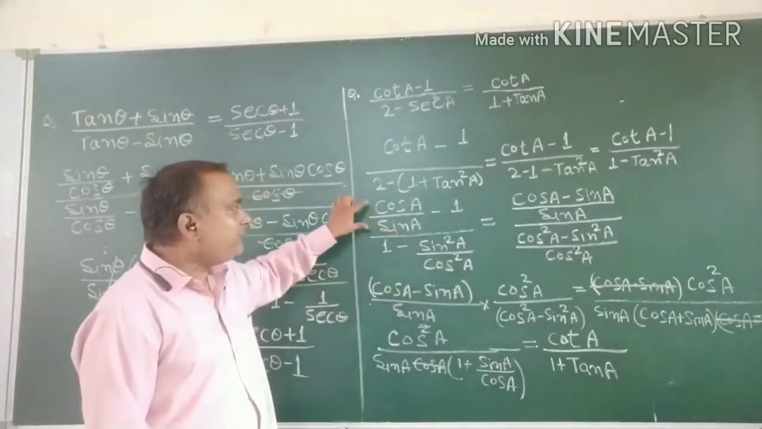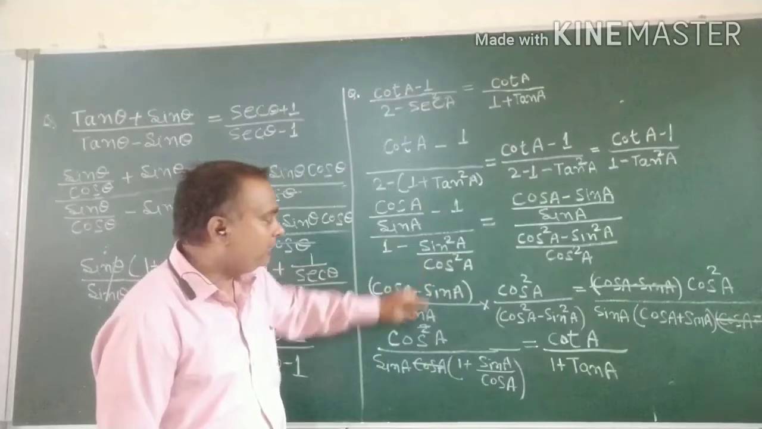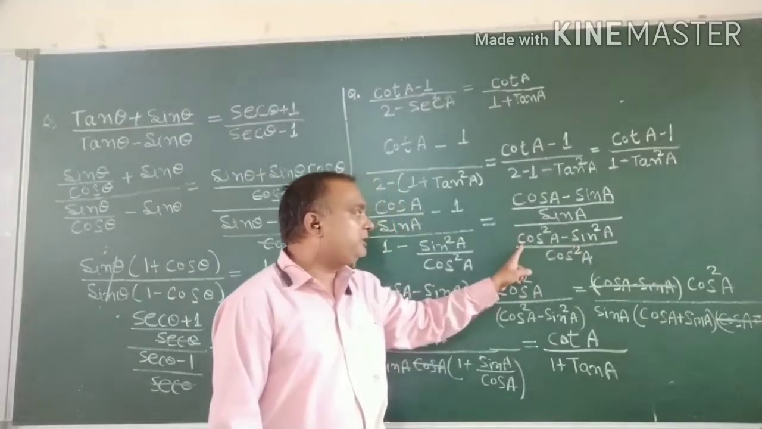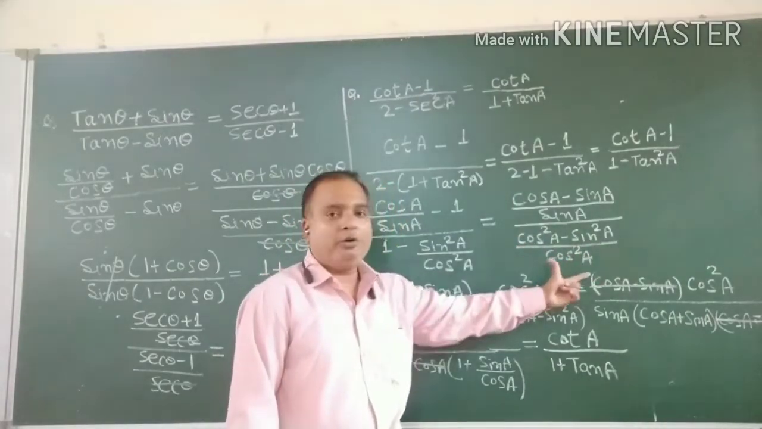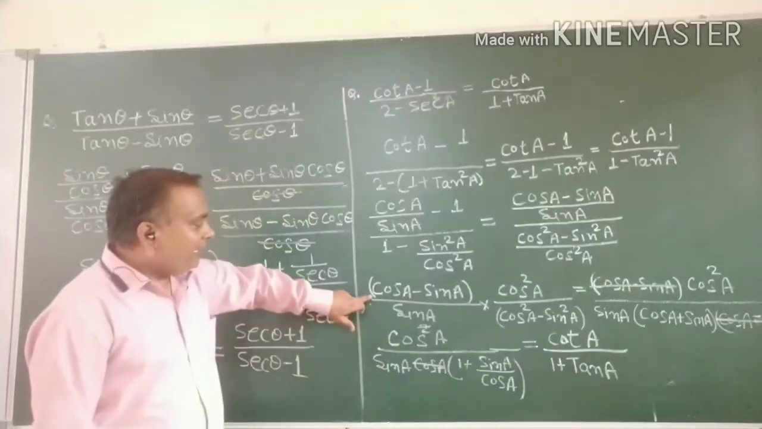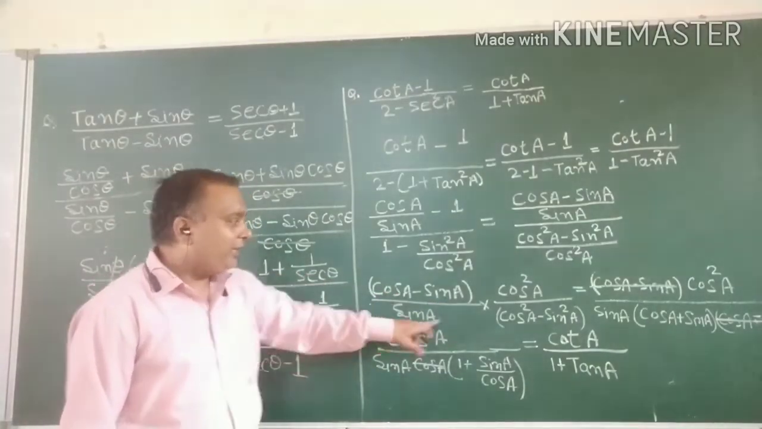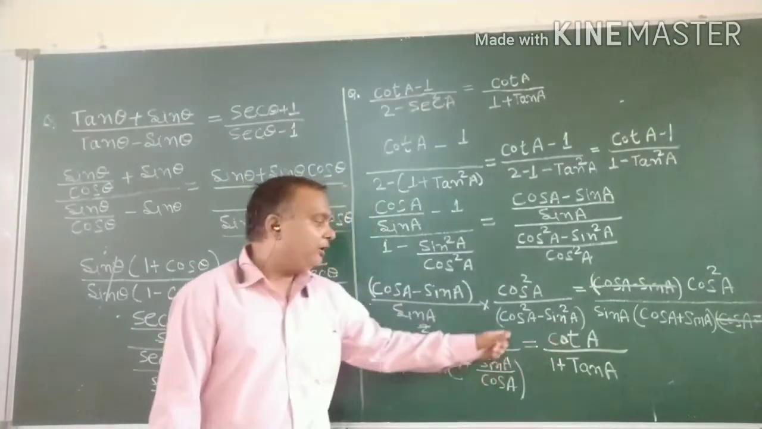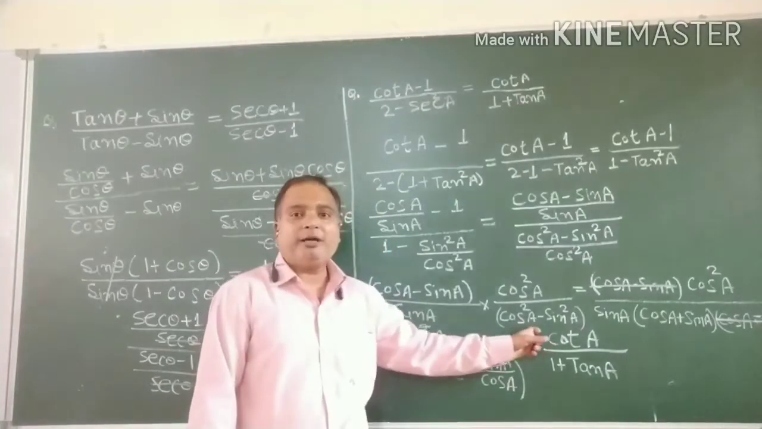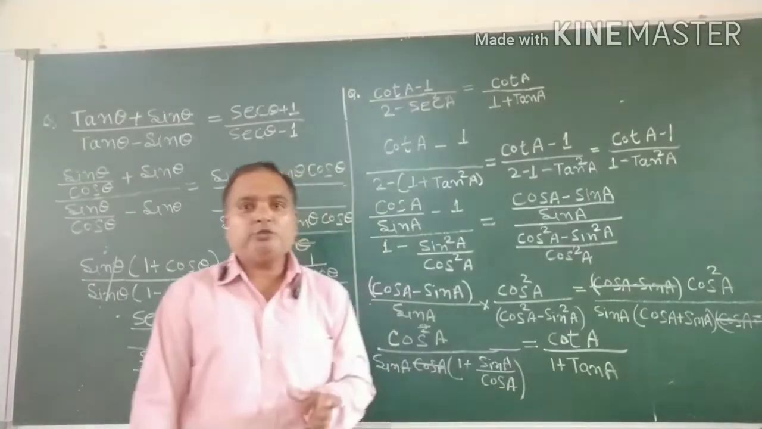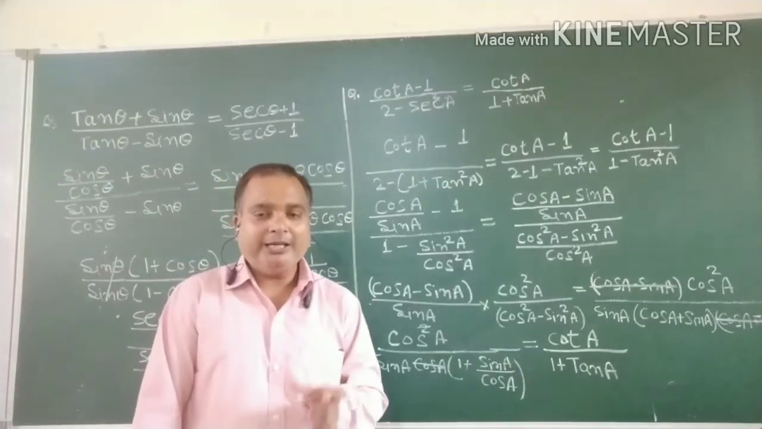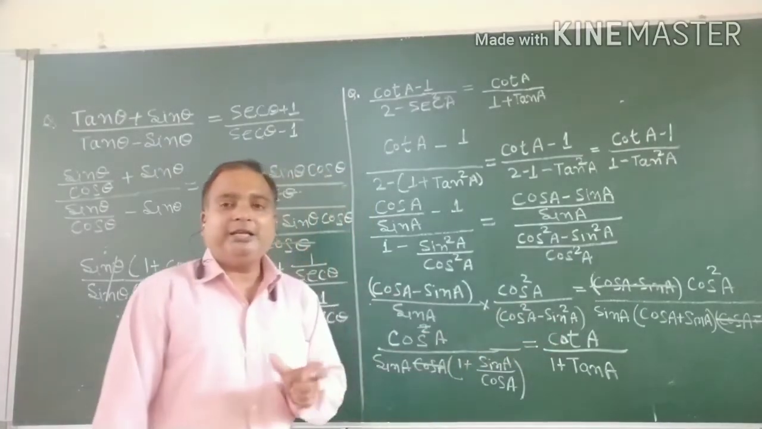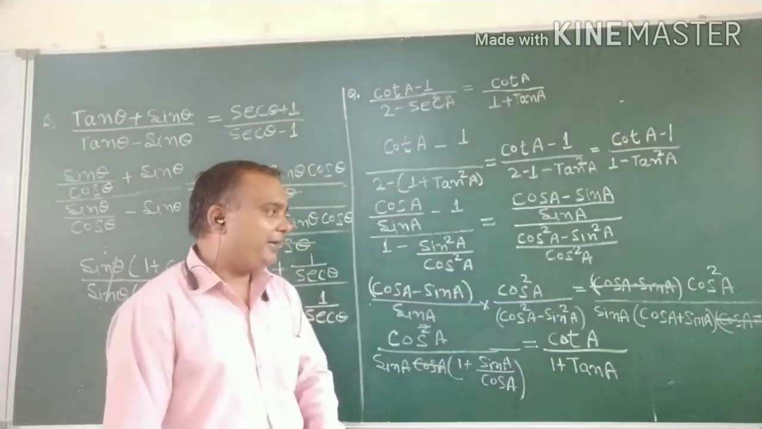Now take the LCM in numerator as well as in denominator. So it will be cos a minus sin a upon sin a divided by cos square a minus sin square a upon cos square a. So we can write cos a minus sin a upon sin a into cos square a upon cos square a minus sin square a. Now it is in the form of a square minus b square. So we can expand a square minus b square as a plus b into a minus b. So cos square a minus sin square a, we can write that is cos a plus sin a into cos a minus sin a, like this.